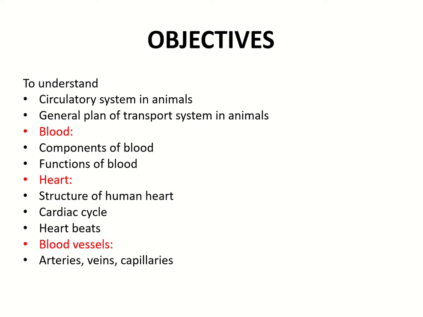Generally, three major factors are involved. Number one, blood. We are going to discuss components of blood and functions of blood. Then heart. We are going to discuss the structure of human heart, cardiac cycle and heartbeats. And third part is blood vessels. There are three types of blood vessels: arteries, veins and capillaries.